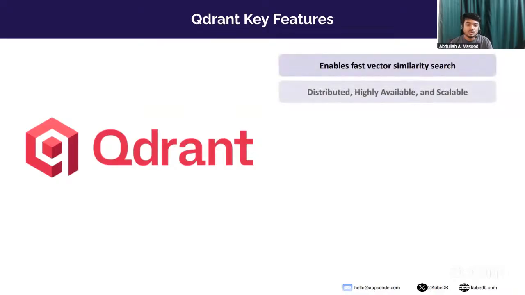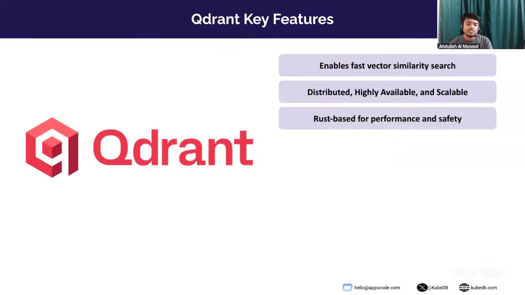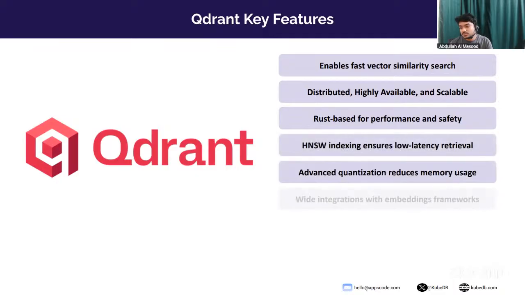Qdrant is designed for efficient similarity search. It is written in Rust, which gives strong guarantees around performance and memory safety. Qdrant supports distributed and highly available deployments, and advanced quantization techniques to reduce memory usage.